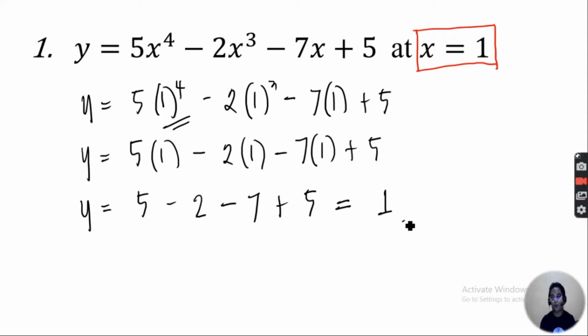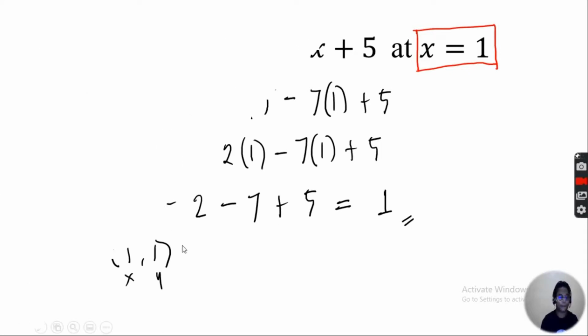So, the value of y when x is 1 is equal to 1. So, we have the point 1 and 1. So, this is our x and this is our y. And this time, we need to find the slope of the tangent line to the curve at x is equal to 1. So, we are going to use the derivatives. So, alam niyo na po ba kung ano yung derivatives?